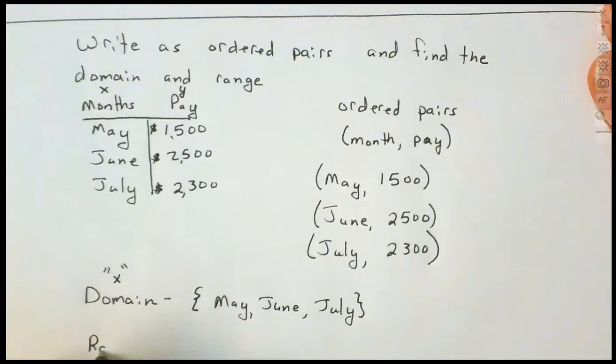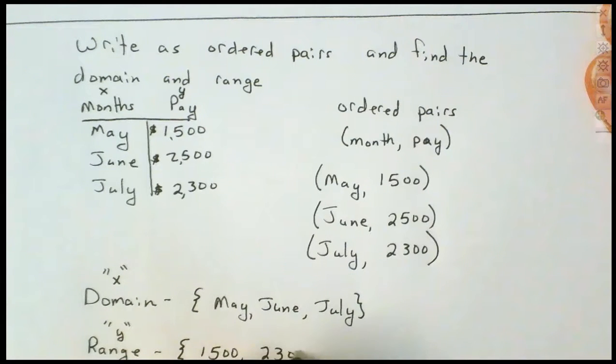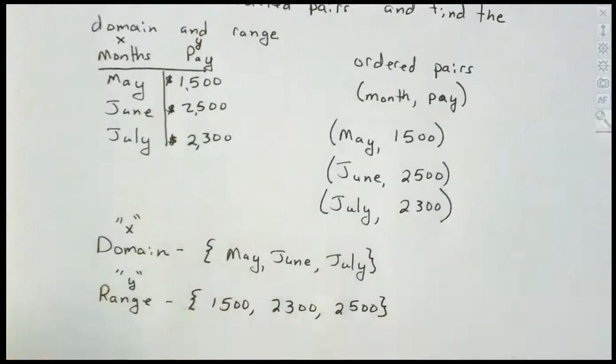What about your range? Okay, your range is your y values. And your range would be, and you can put them in any order that you want. If you want to put them from smallest to largest, you can do that. So let's go ahead and put these from smallest to largest. We've got 1,500, we've got 2,300, and we've got 2,500. So those are your values that you get out. These are the months that you worked, and these are the paychecks that you got.